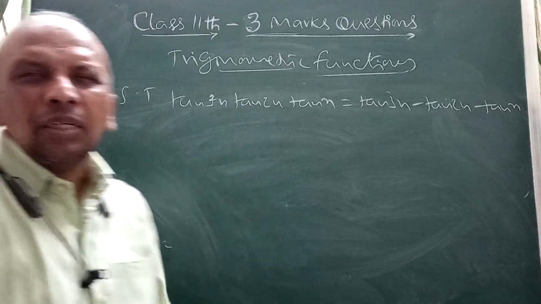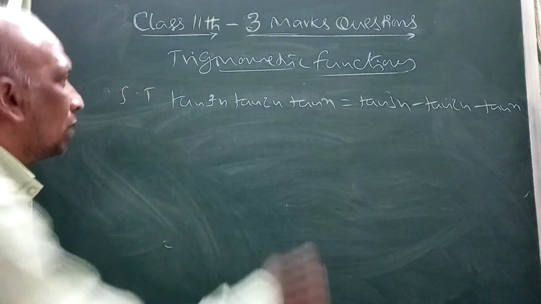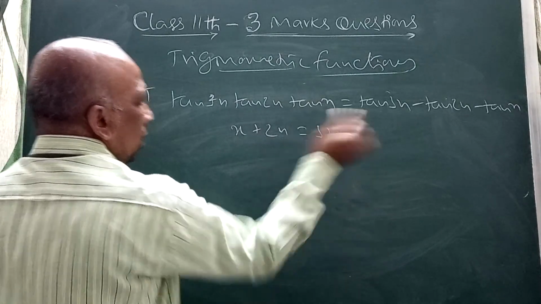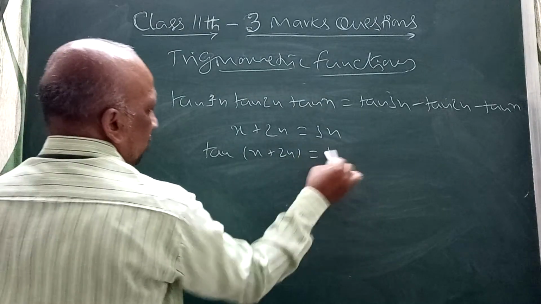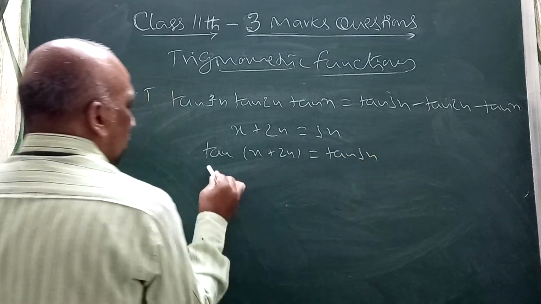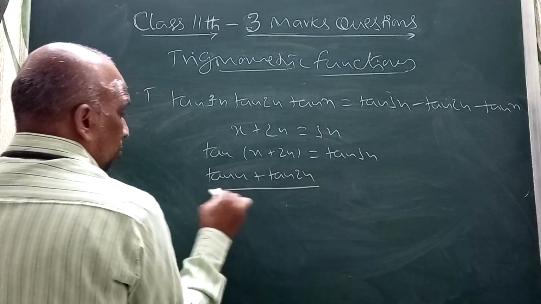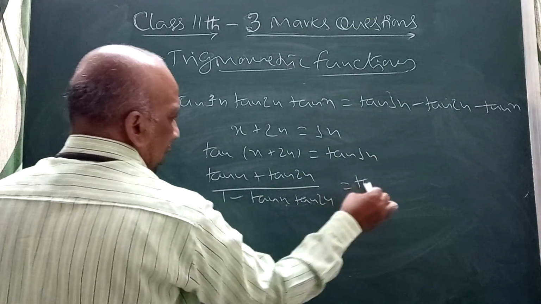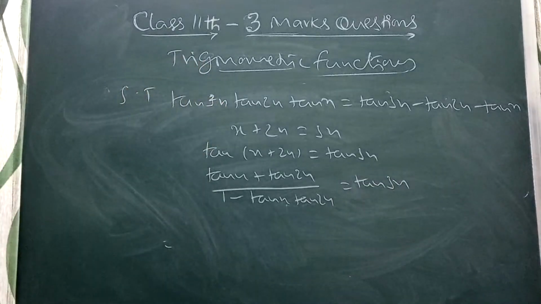So they are given like this. When they are given, you try to think of the relation between these three angles. We have 3x, 2x, x. I can write x plus 2x is equal to 3x. Consider tan on both sides. Tan of (a plus b): (tan x plus tan 2x) by (1 minus tan x tan 2x) is equal to tan 3x. Just do cross multiplication. It gives the required answer.